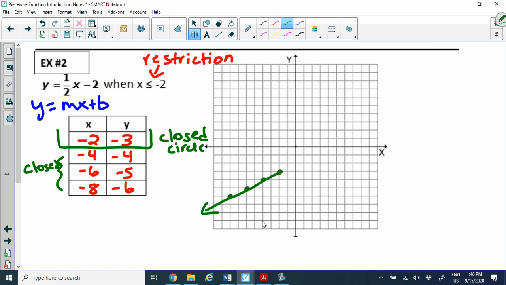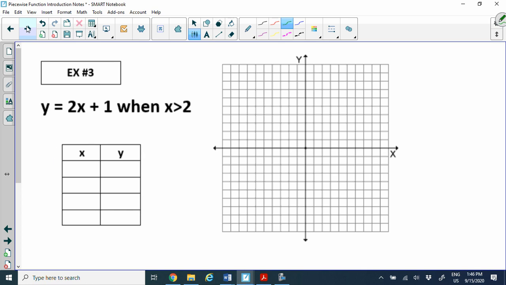Okay, let's go ahead and do our next example, example 3. It's going to look very similar, but maybe a little bit different. So here's our equation, y equals 2x plus 1, when x is greater than 2. Hopefully you guys have seen the difference here. If you look at example 3 compared to example 1 and 2, this one does not have an equal bar. That is going to affect one of our points when we graph it on the xy coordinate plane.